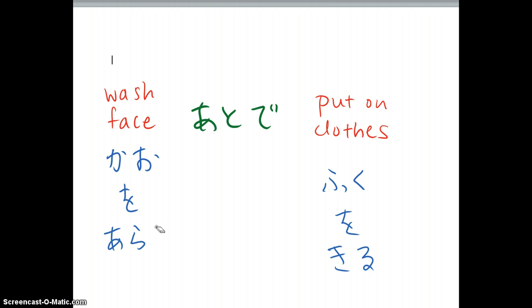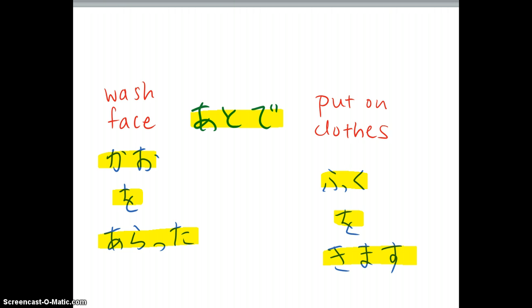The arau, group 1, using the convention of the utsuru song, becomes aratta. Kiru, iru ending, group 2, removing the ru, adding your ending mas without any complication. Kimasu, giving you the sentence for after I wash my face, I put on clothes. Kao o aratta atode fuku o kimasu.